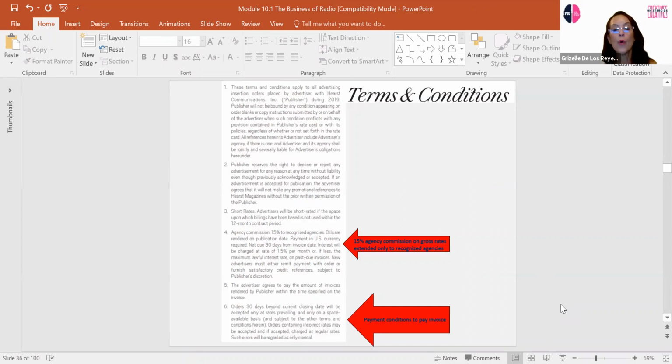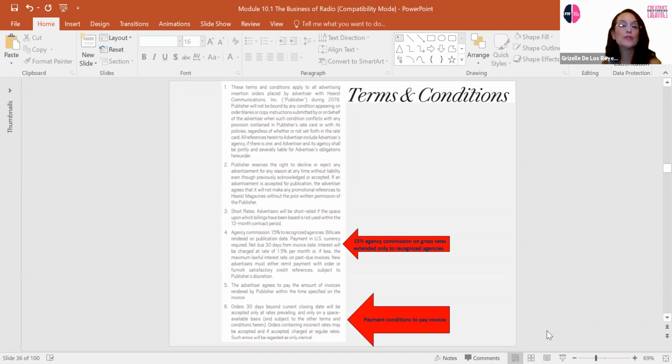If you look at number 4, where I have the first arrow, the top arrow, it says agency commission, 15% to recognized agency. So that means if we're giving you gross rates, we're going to respect that you're going to keep 15%. So if you're a recognized agency, and by the way, when I was in sales, savvy retailers would tell you, no, we have an in-house agency that does our placement, but because what they were looking for was a 15% recognition, which could have served as a discount because technically they had an in-house agency.